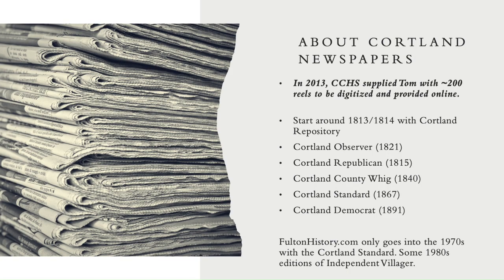In terms of Cortland County newspapers, in 2013, CCHS supplied Tom with about 200 microfilm reels to be digitized and provided online. These start about 1813 to 1814 with the Cortland Repository paper and go all the way up into the 1970s with some 1980s editions of the Independent Villager.